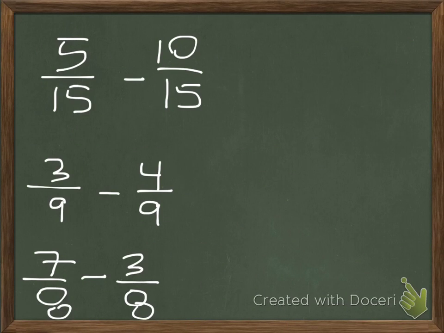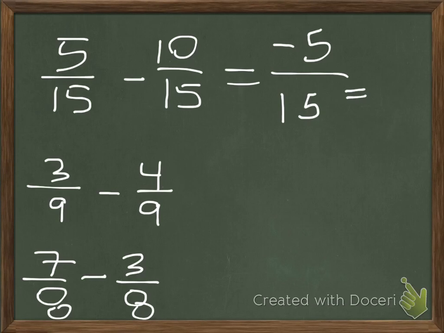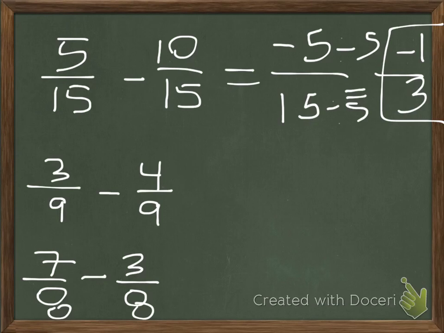The next problems are focusing on subtracting with like denominators, or subtracting like fractions. And this is the same idea as you did with adding. You're going to subtract the numerators instead, keep the same denominator, and then simplify. So 5 minus 10 is negative 5 over 15. We can simplify by dividing by 5. So that's going to give us negative 1 over 3. And that's our final answer.